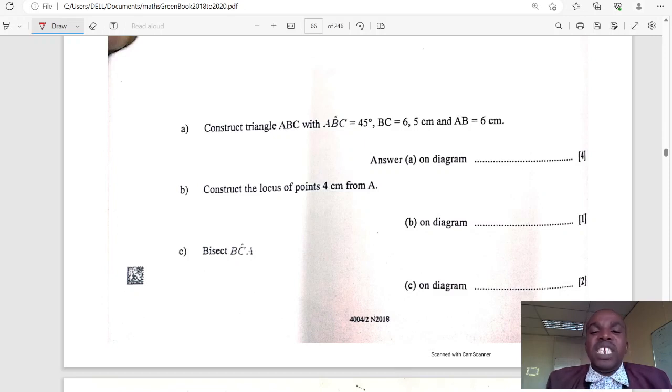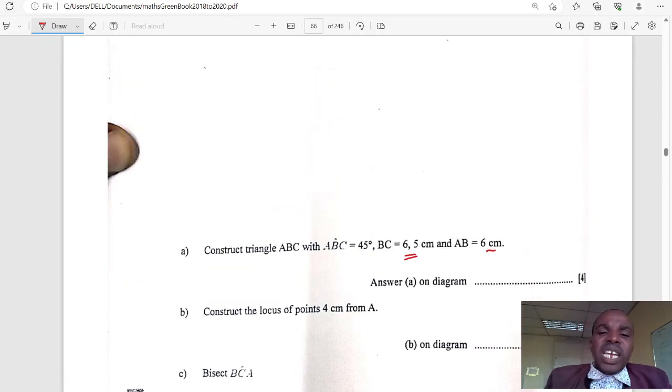Angle at B is 45 degrees. So to construct 45, first you construct 90 degrees, then you bisect the 90. Then BC is 6.5 centimeters. You measure the centimeters on your ruler with your compass, or you can use a divider. Then you can put it down on your line. It's easier that way. Even AB, you can use your compass or your divider. Measure on your ruler with your compass or with your divider.